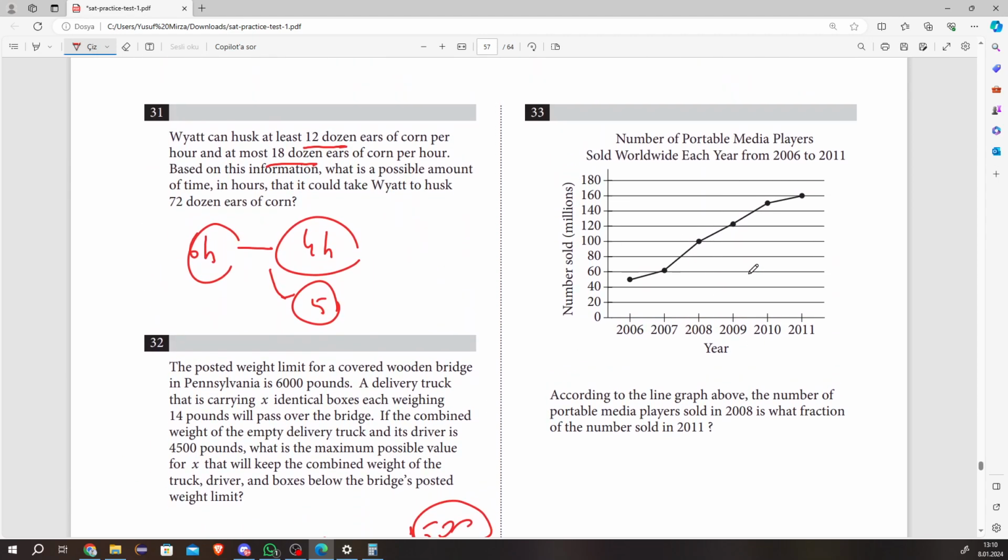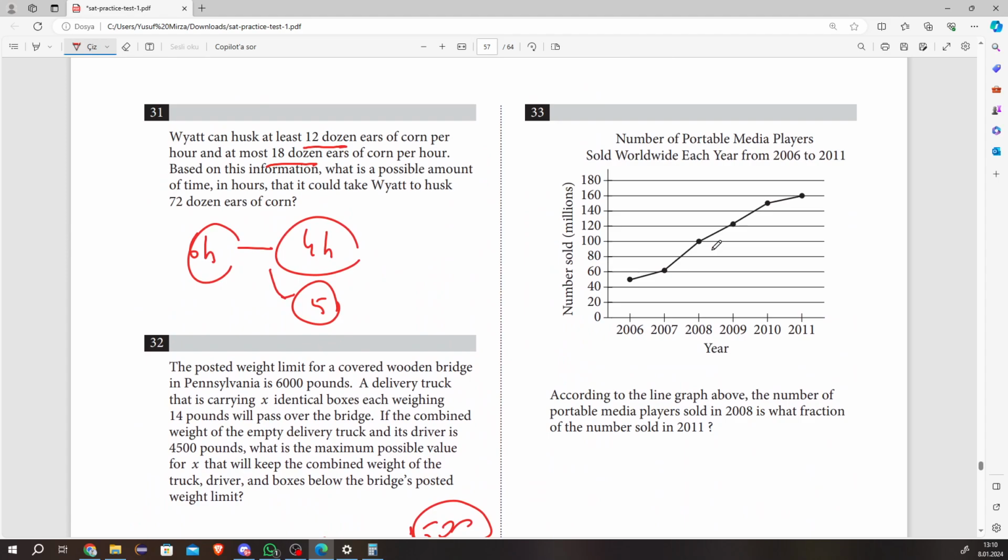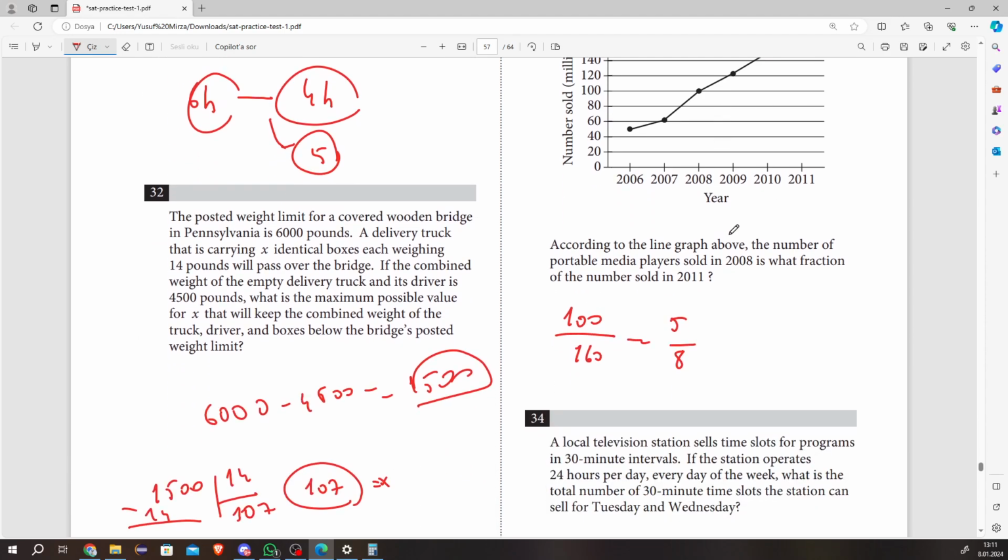According to the linear formula, what fraction of the number of salt? So let's solve the question. Firstly, we have 100 and we have 106. So simply 5 divided by 8.